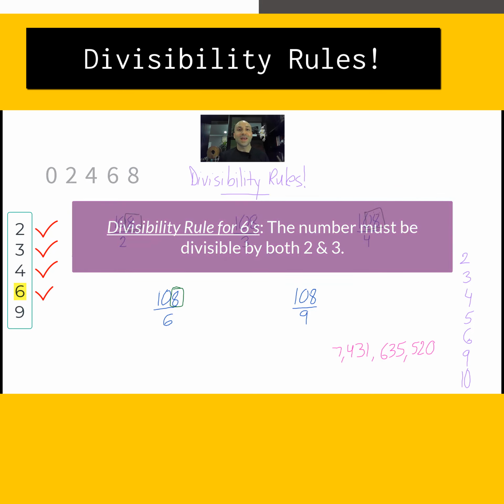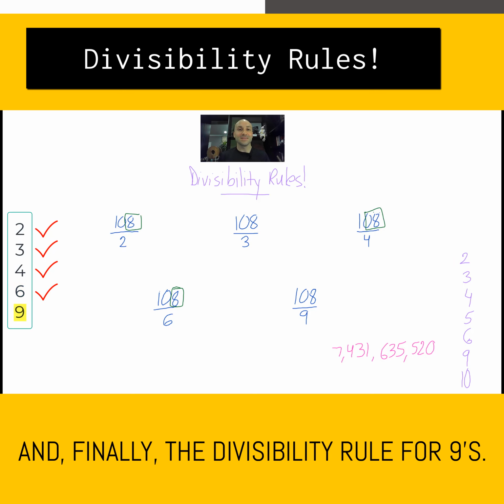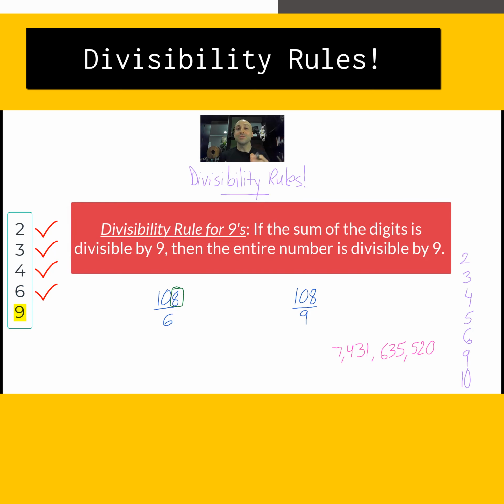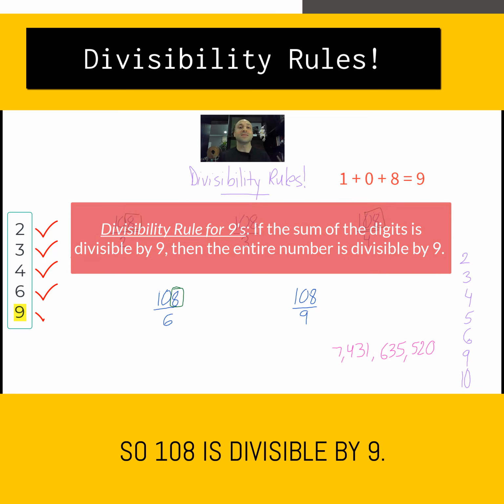so since the number is divisible by both 2 and 3, 108 is divisible by 6. And finally, the divisibility rule for 9s. It's almost identical to that of 3s. If the sum of the digits is divisible by 9, then the entire number is divisible by 9. As we've established, 1 plus 0 plus 8 is 9. 9 is divisible by 9, so 108 is divisible by 9.